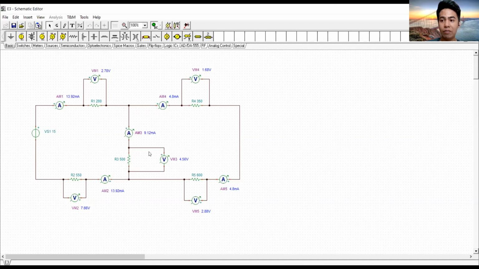For the third one, the 500 ohm resistor, the value for the ammeter is 9.12 milliamperes, while the voltage is 4.56 volts, as stated here. For the fourth one, if the resistor is 350 ohms, the value for the ammeter is 4.8 milliamperes, and the voltmeter is 1.68 volts. And lastly, for 600 ohms, resistor 5, the ammeter value is 4.8 milliamperes, while the voltmeter is 2.88 volts.